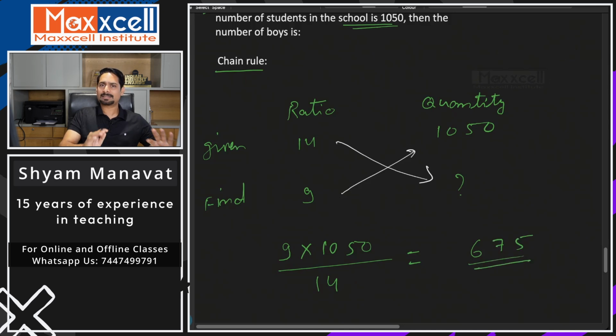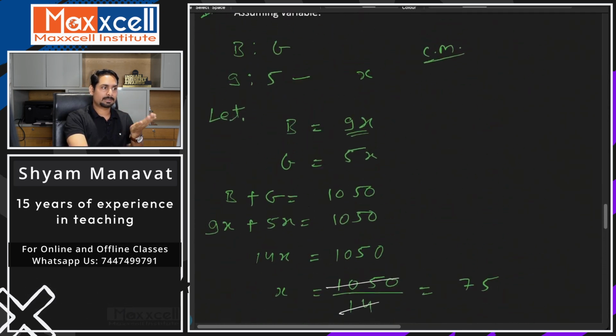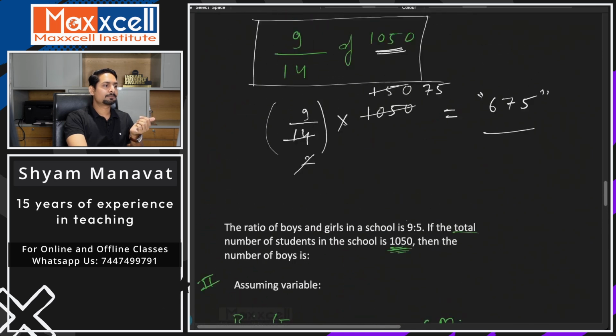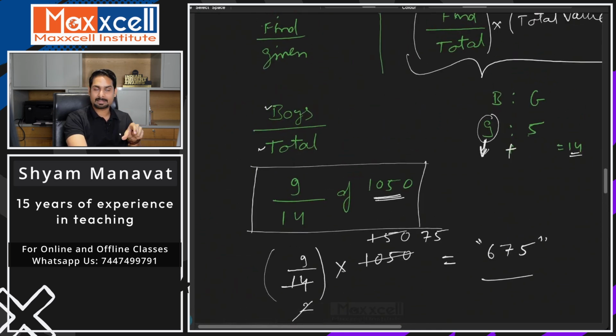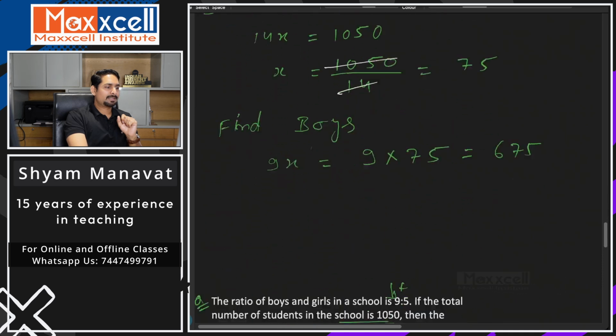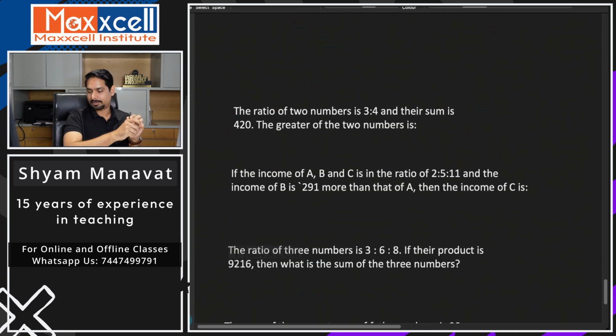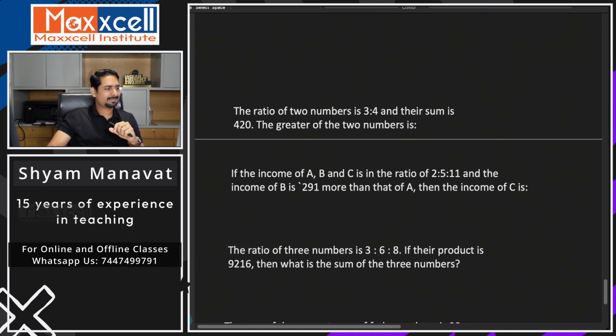Okay, so answers are same, but you need to understand these all three methods. Chain rule, given, what do we need to find out? Assuming, assume with a common multiple. Portion, take that as a fraction. Okay, I hope these three methods are clear to you. If not, please rewind this part of the video and then watch it again.